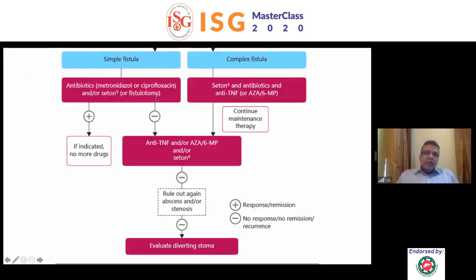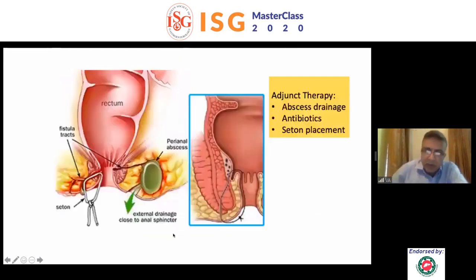So if it is a simple fistula, just antibiotics, seton thread, and fistulotomy should help. If it does not help, then you need to go for top-down therapy. Whereas in complex fistula, it is very important to know that these things are not going to help. You need adjunct measures like seton and antibiotics to take care of infection, and then go in for anti-TNF therapy, which is induction as well as maintenance. If the patient does not respond, then you may evaluate and go for a diverting stoma.